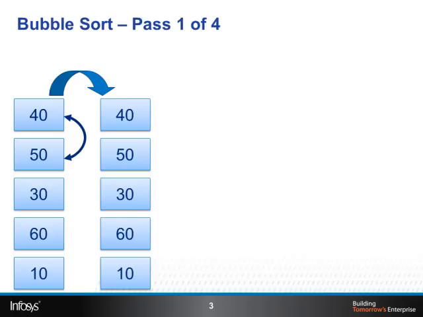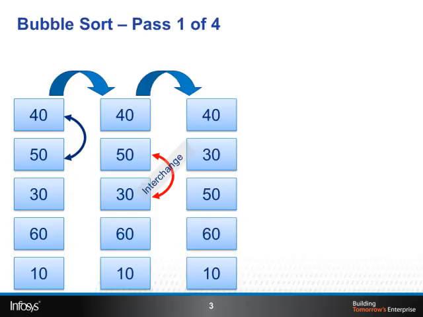As a next step, we start comparing the second element with the third element in the data set. The second element, which in this case is 50, is greater than the third element, which is 30. We can see that the second element and the third element are not in the desired order, that is, the ascending order. Hence, they will have to be interchanged in their positions. Now, element 50 will come to position 3 in the data set, while element 30 will come to position 2.